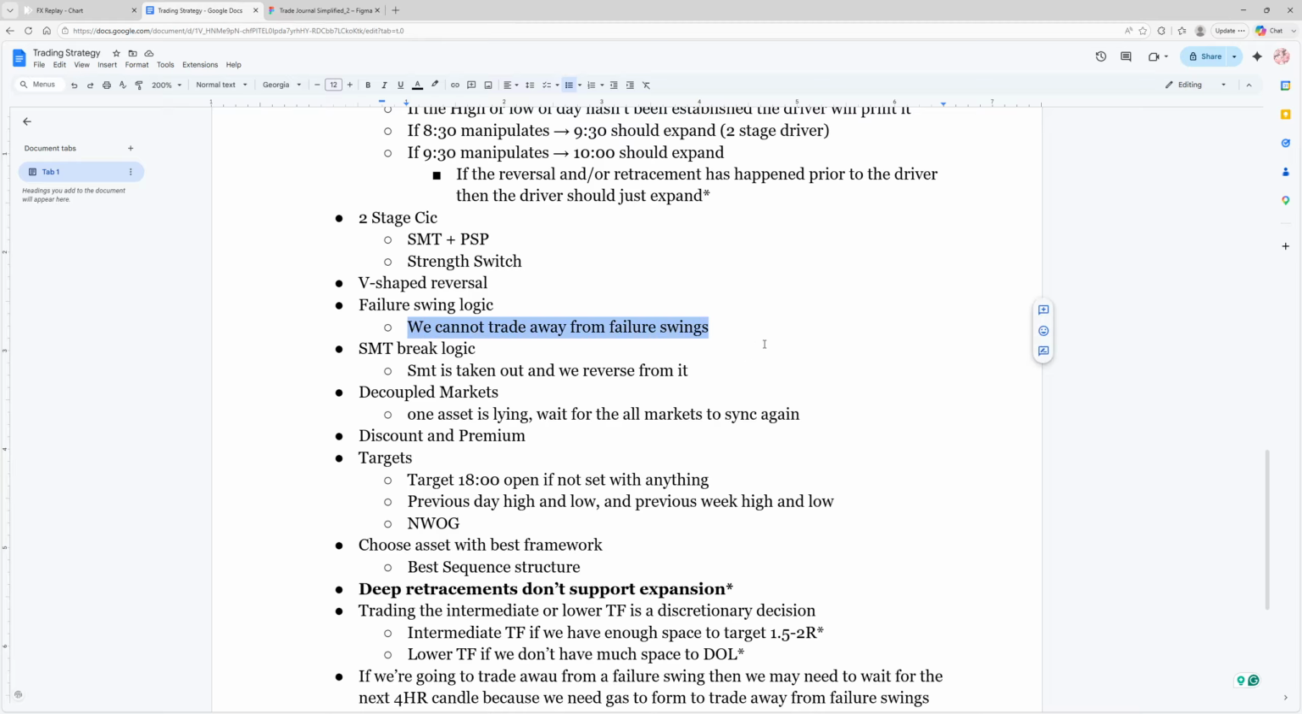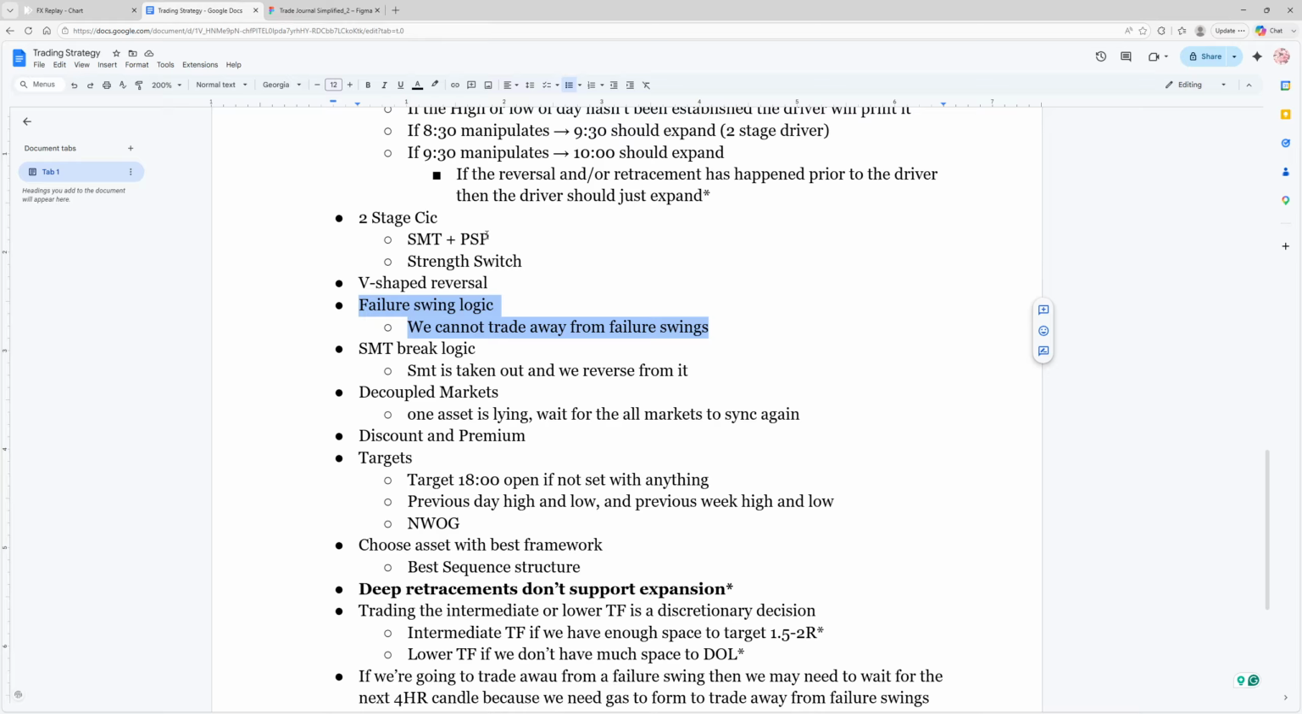But I love this rule because it really just puts things into perspective. When I see failure swings on a lot of stacks, I get that Christmas analogy again, like seeing presents on Christmas Day. It's not an analogy, it's a simile, but seeing presents on Christmas Day, this is that. I love seeing stacked failure swings because the market has a very high likelihood that we are going to go towards those failure swings.